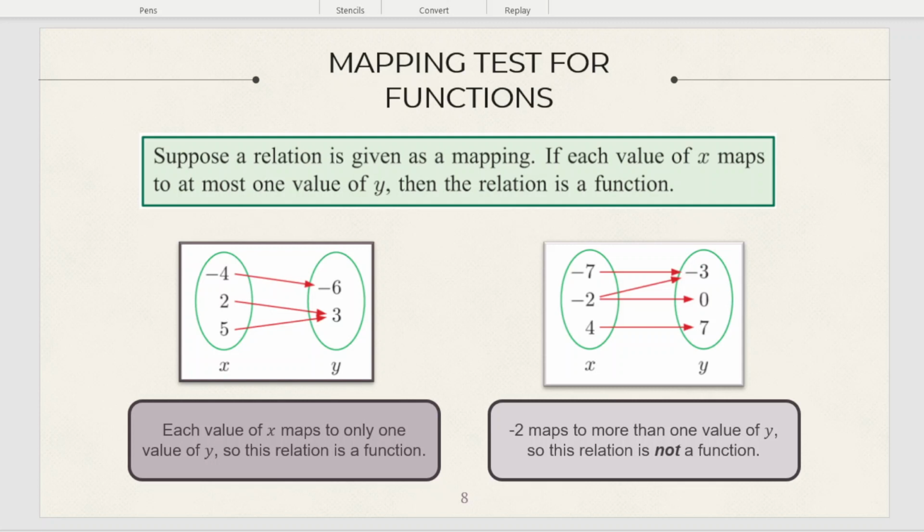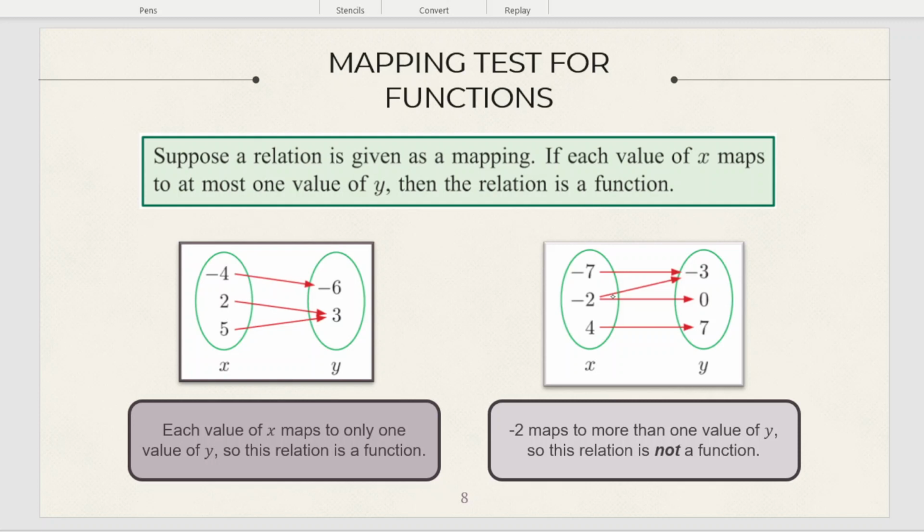If we want to use the mapping test for functions, this is where we're looking at inputs and outputs. So if we have on the left, each value of x maps to a value of y, but we don't have any double ups of x values. So each x value only maps to one value of y. So you can see that we have x is equal to -4, that turns into -6. x is equal to 2, y is equal to 3, x is equal to 5, y is also equal to 3, and that is okay.